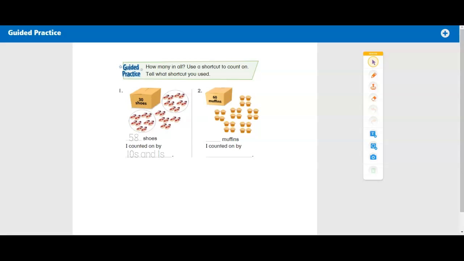For our guided practice, still on page 310, it says, how many in all? Use a shortcut to count on. Tell what shortcut you used. When it is talking about what shortcut you used, it means instead of counting every single one, you either counted by tens, fives, or ones.